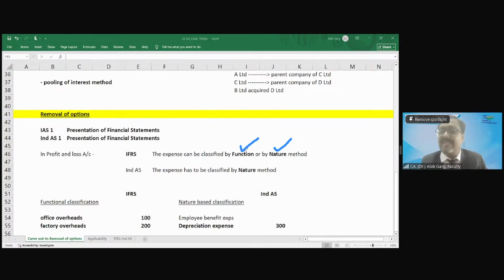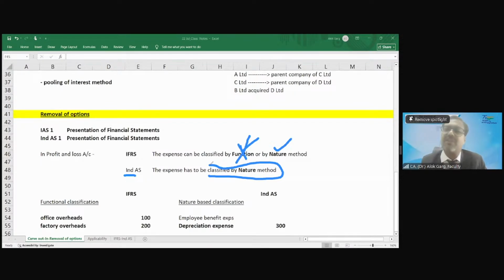But in Ind AS, we have deleted this function classification. We told that in Ind AS, the expense has to be classified by nature method. So what we did, there were two options, we removed one option. This is known as a removal of option. We have removed one option.